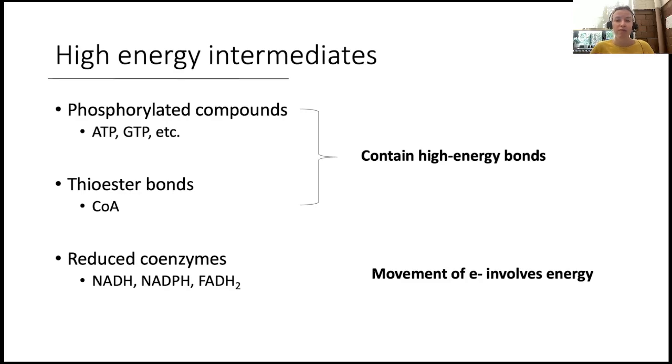Let's jump into it, folks. We're here today to talk about energy. And before we can understand energy at a cellular level, we need to understand the molecules that we call high energy molecules.